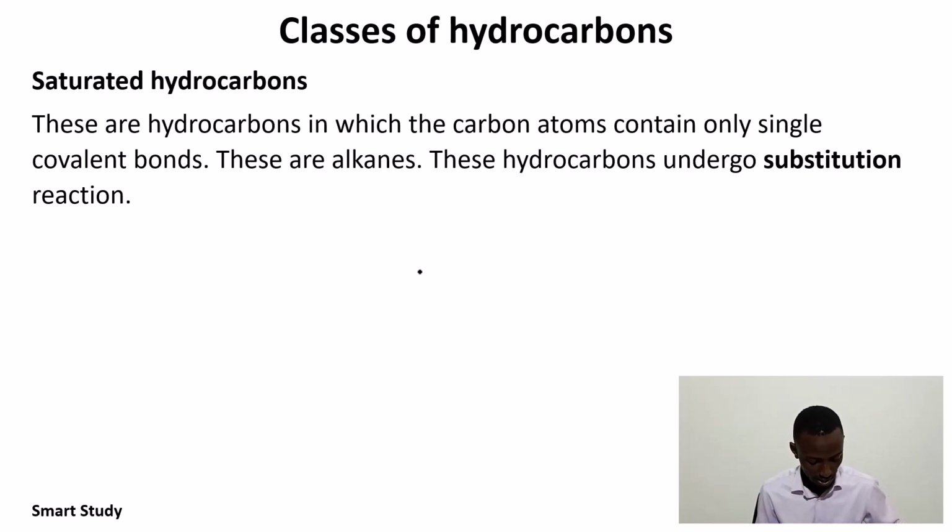The carbon atoms have only single covalent bonds, and these are the alkanes. If you remember earlier, these are the alkanes. So there is only a single bond between the carbon atoms, and alkanes are the only hydrocarbons that are saturated. A specific example of an alkane, let's pick something like this.